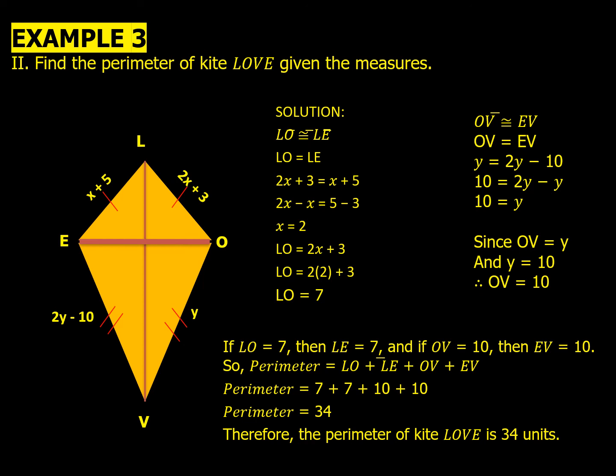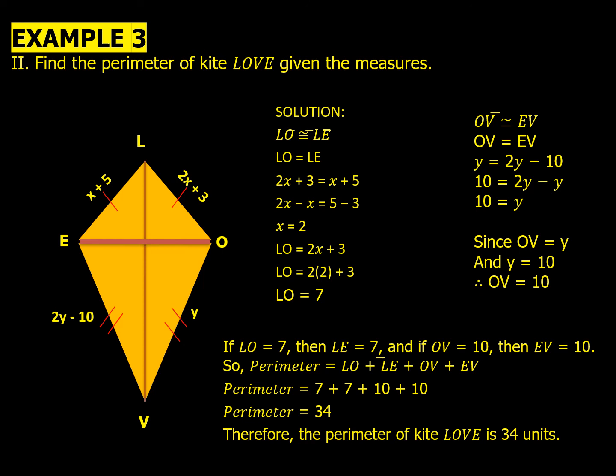And then we will look also for the distance from O to V. Since line segment OV is congruent to line segment EV, we can also say that OV is equal to EV. If two segments are congruent, then their measures are also equal. So we have OV is equal to y and EV is equal to 2y minus 10. We will substitute their values using the equation, so y is equal to 2y minus 10.